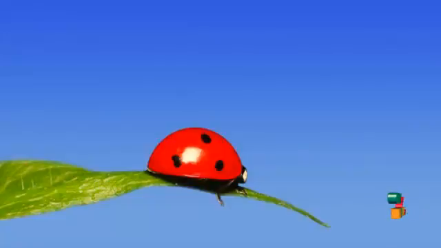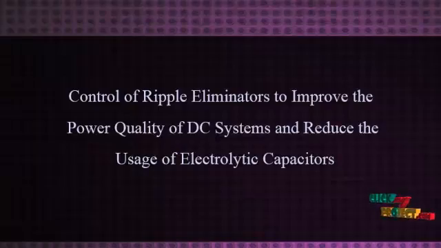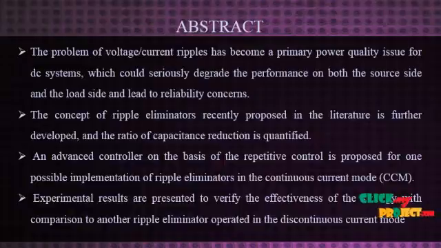Welcome to clickmyproject.com. Our product title is Control of Ripple Eliminators to improve the power quality of DC systems and reduce the usage of electrolytic capacitors. Let us see about the abstract of our product.